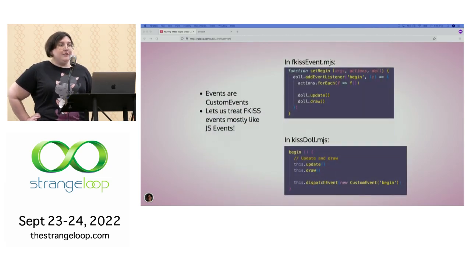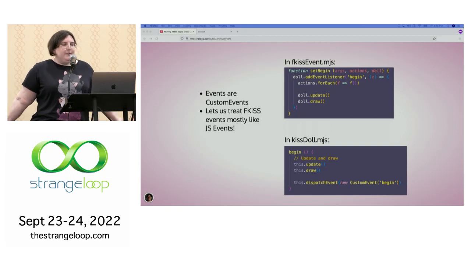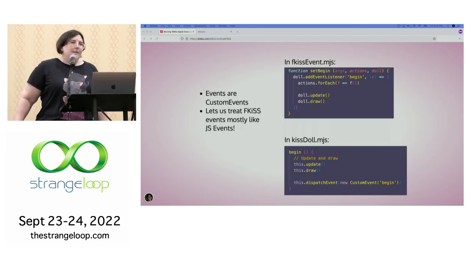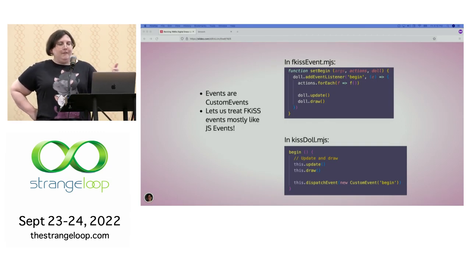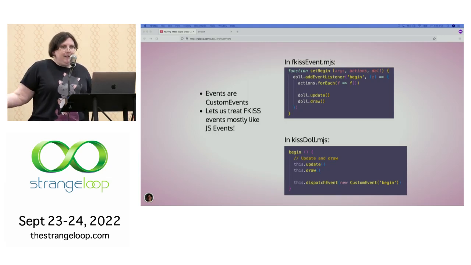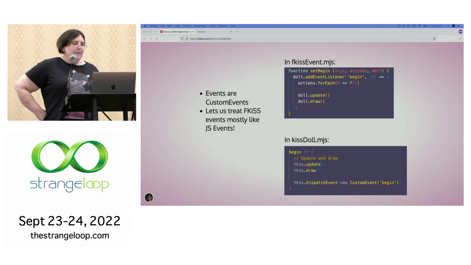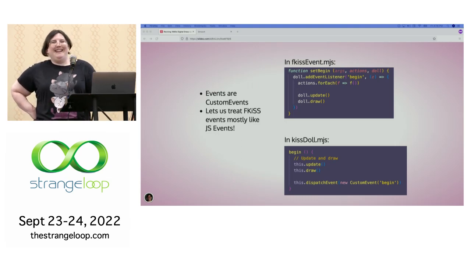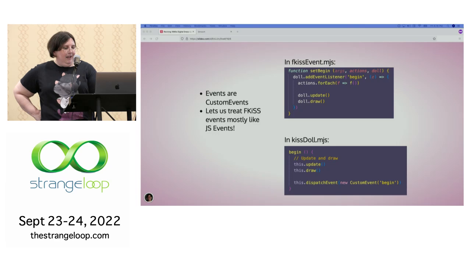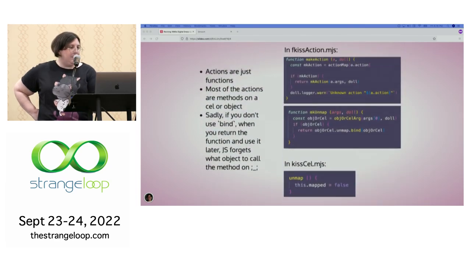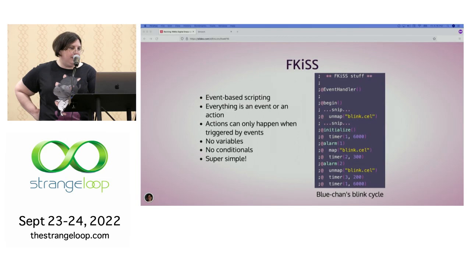Then events are just JavaScript custom events. Since we're just using JavaScript events, all we have to do is add an event listener. And then when that event is dispatched, we can have our actions happen. It works just like anything else in JavaScript. To dispatch the event, we just call this.dispatchEvent. It's really easy with our custom event, and we give it a name. So that is how begin and initialize work, they're really straightforward.